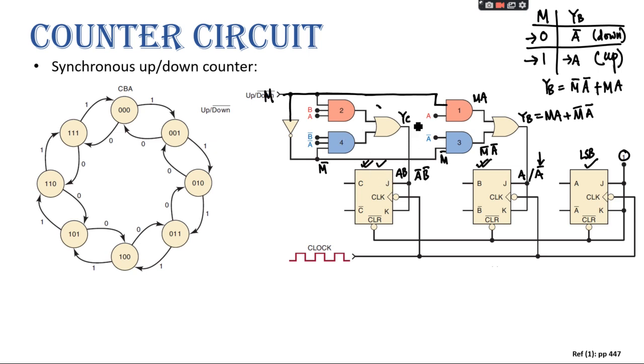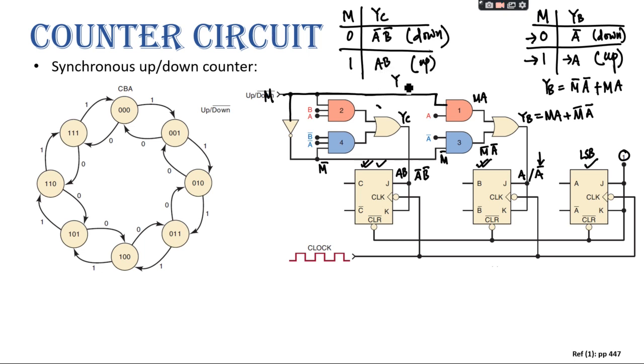Similarly, for this YC, when you have M and YC as the output, when M is 0, it should count down, so the input should be A bar, B bar. And when M is 1, it should count up, so it should be AB, right? Yes. So your equation for YC should be M bar A bar B bar plus M A B, right? Yes, sir.